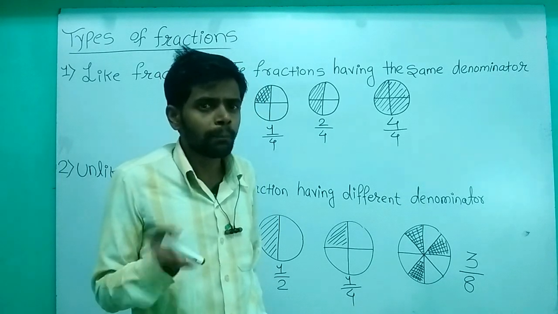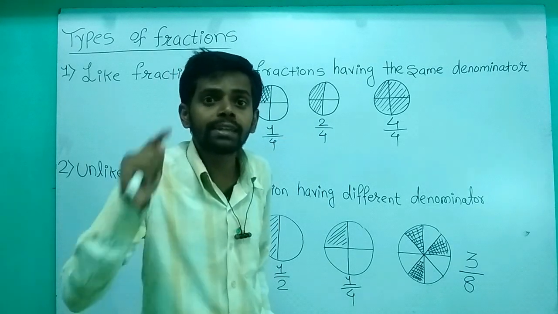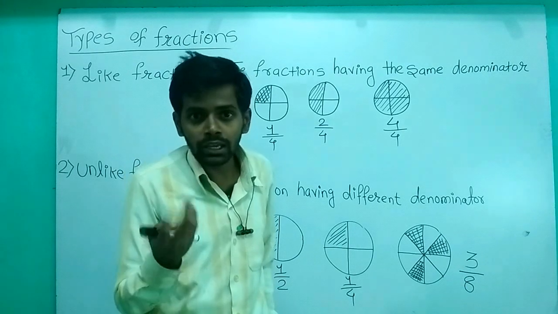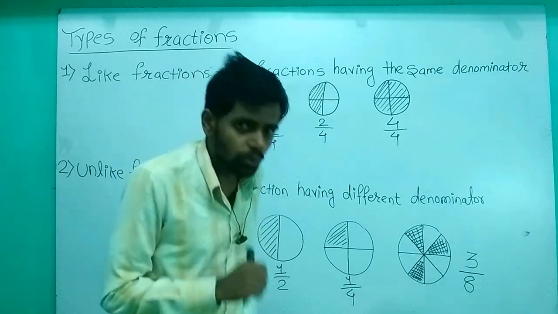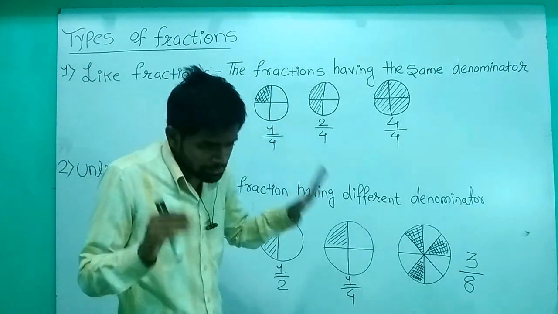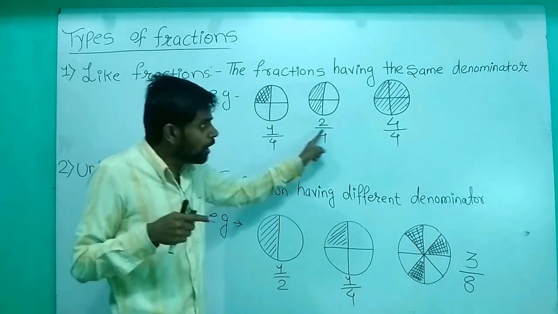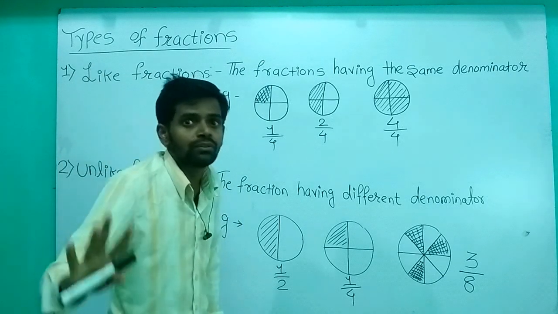But if the denominator is same, what does it mean? It is not written in the book, so now we have to understand. Everyone focus towards me, focus on the board. If the denominator is same, what does it mean? It means that in all the fractions, the total number of parts are equal.